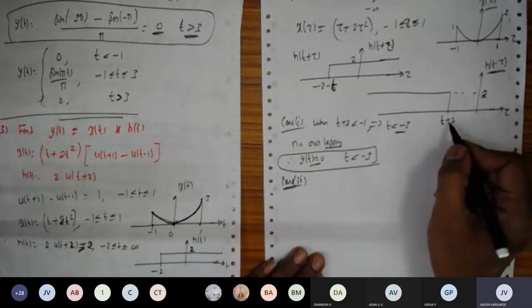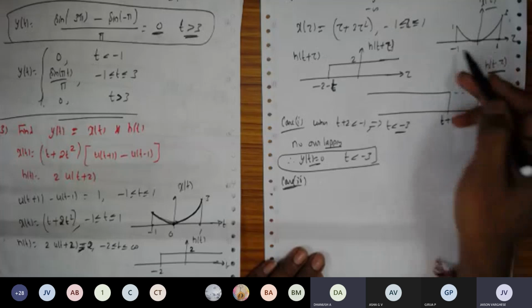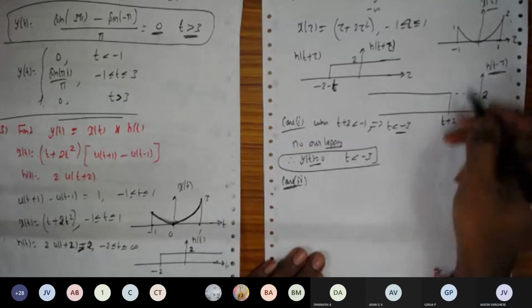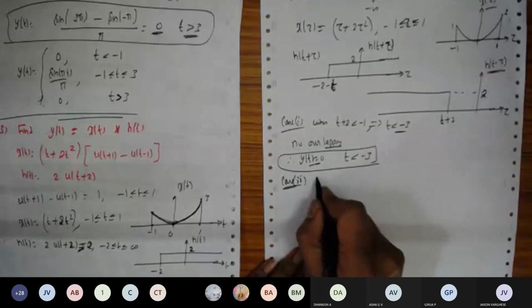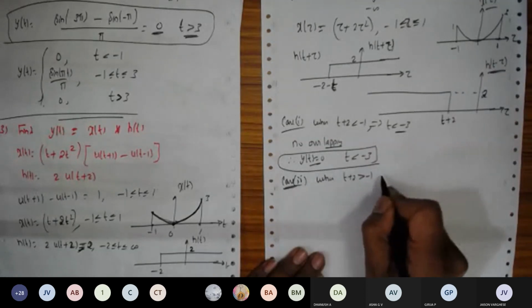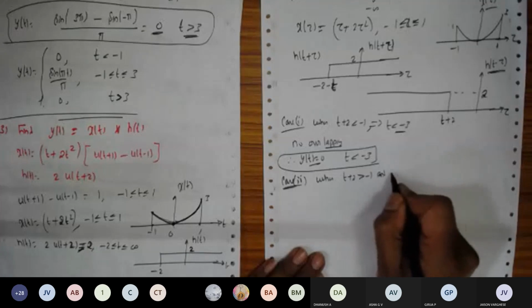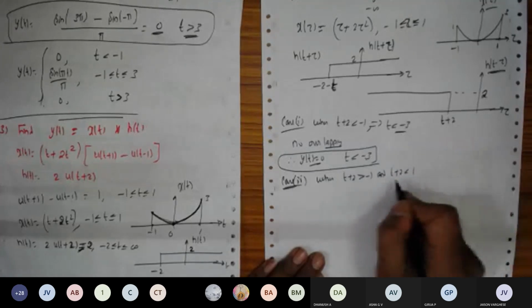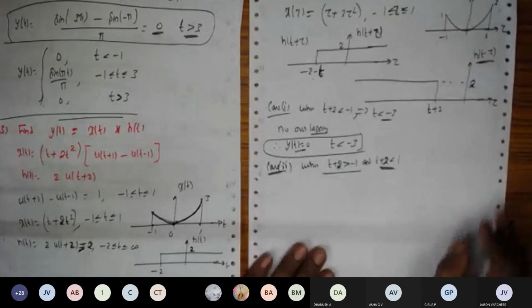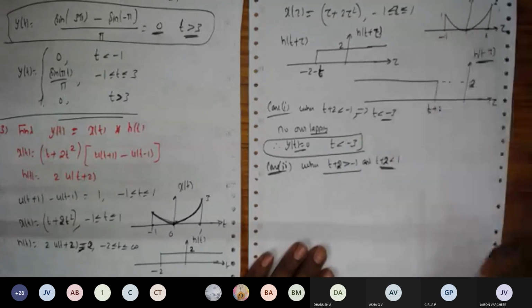What's the next? t plus 2 greater than -1 and t plus 2 less than 3. Yeah, very good, excellent. So t plus 2 is greater than -1 and t plus 2 is less than plus 1. So we can move t plus 2 anywhere between these conditions here.